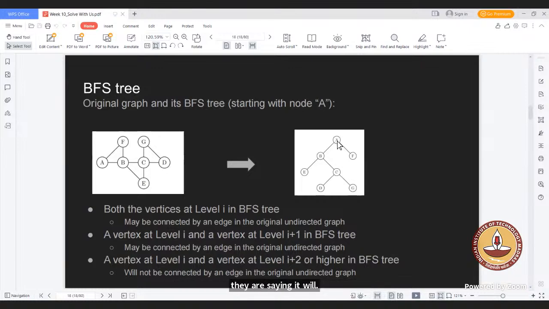For example, if you take A here, and if you take C, E, D, G, you can surely say that there won't be an edge between A to E, A to C, A to D, or A to G in the original graph. So everyone got this point?